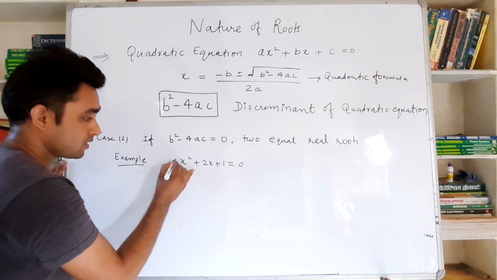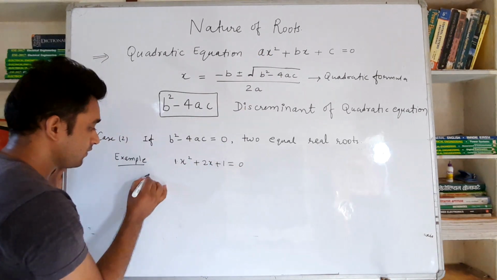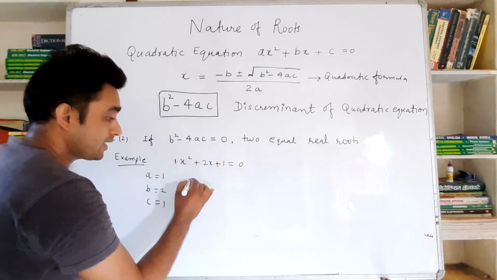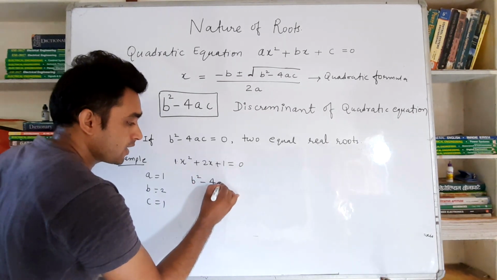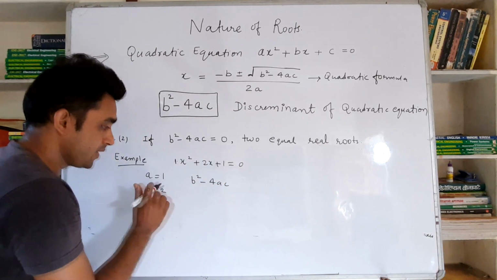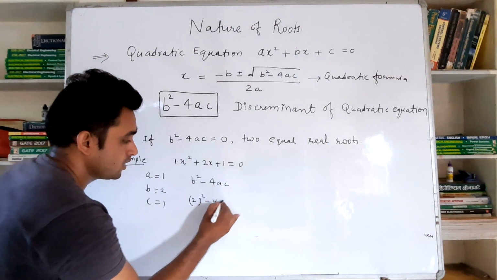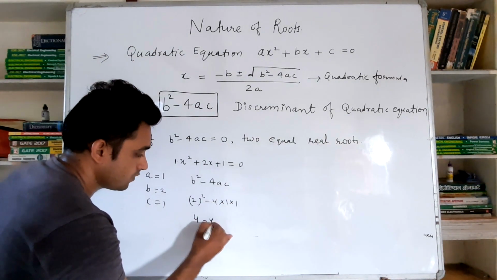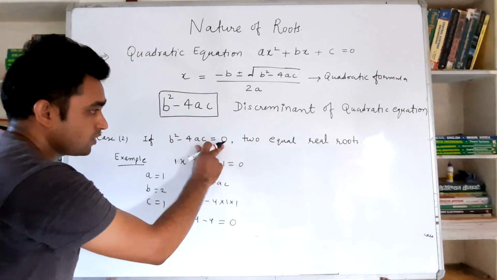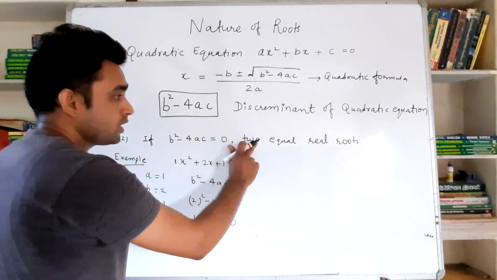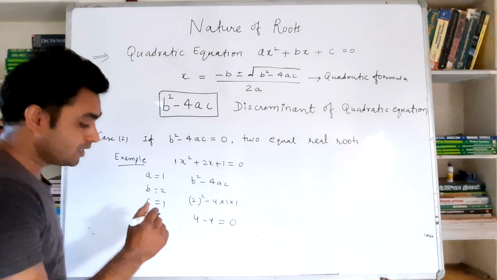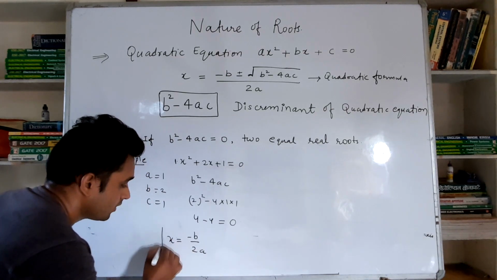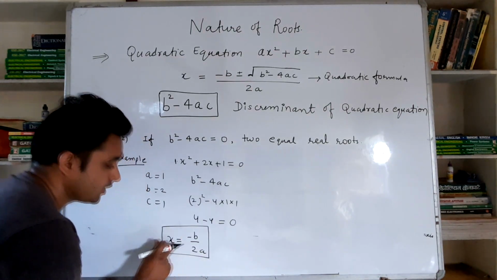In this case, if we compare with the standard equation, we find that a equals 1, b equals 2, and c equals 1. Again calculate b square minus 4ac. b is 2, so 2 square minus 4 into 1 into 1. So 2 square is 4, minus 4 equals 0. So b square minus 4ac equals 0. In this case, two equal roots can be calculated by x equals minus b upon 2a. Both roots are equal in magnitude.